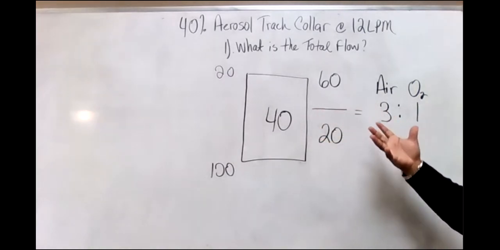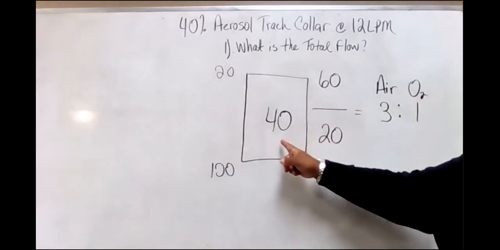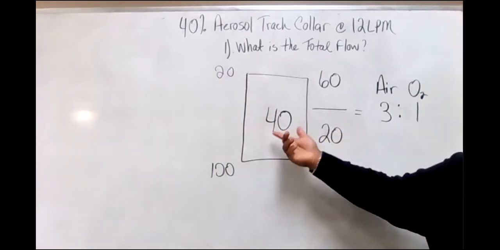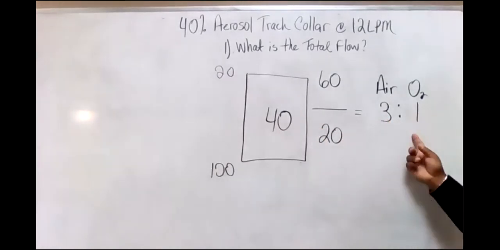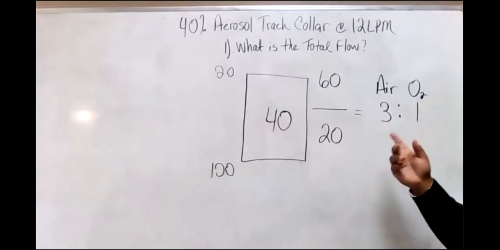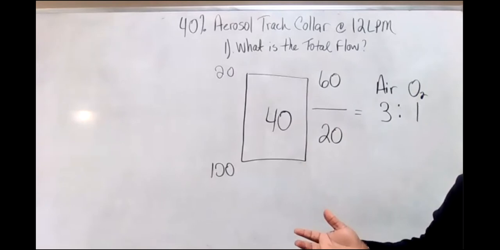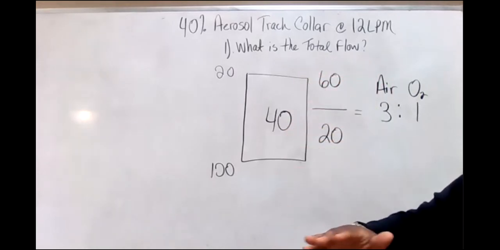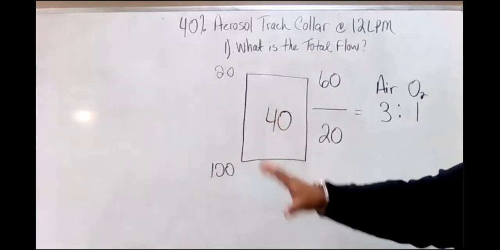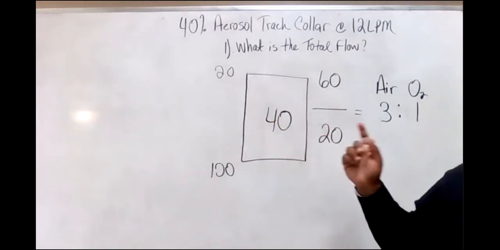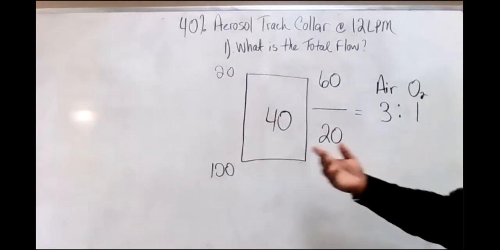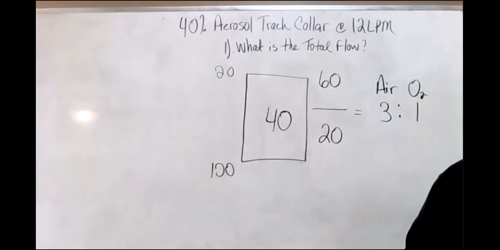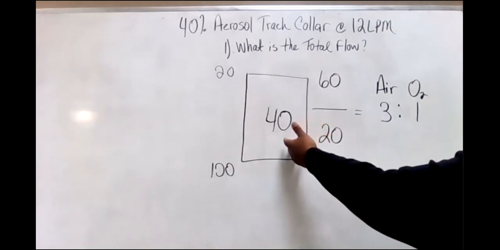See, all we're trying to find out right now is the air to oxygen ratio of the FiO2. He's on 40%, so 40% will always be 3 to 1. You can memorize that or you can do the magic box, because it's in the book listed: 28%, 30%, 35%, 40%, with the ratios right beside it. You can memorize it or you can learn how to do it. But 40% is always 3 to 1. Always.